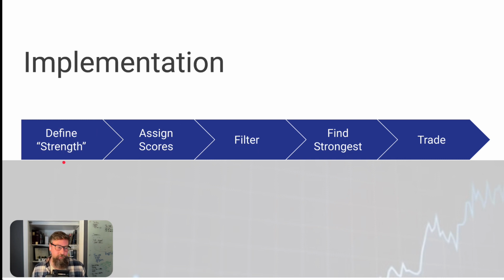So first we have to define strength, which we've already done. We have to assign some score. We talked about the new 52-week highs. We talked about ranking things by how well they did over the last 6 months or how well they did over the last 12 months. We're going to assign some value to what we've defined as strength. We're going to then find the strongest stocks and take trades.